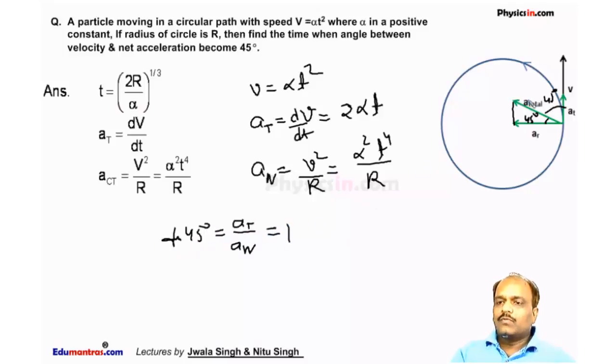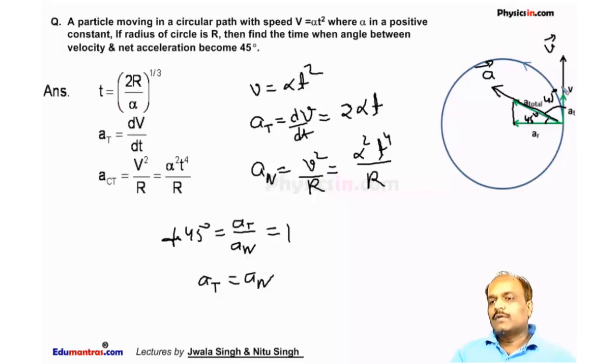So at that instant, when the velocity and total acceleration, this a represents the total acceleration, and when the angle between velocity and total acceleration is 45 degree, at that instant at by an is also tan 45 degree. So we can say tan 45 is 1, so at is equal to an. At that instant, when the angle between velocity and acceleration vector is 45 degree, the magnitude of tangential acceleration and magnitude of radial acceleration both become same.